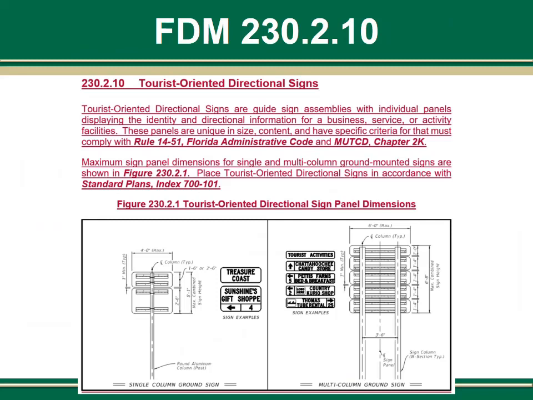The next change in this chapter is in FDM 230.2.10, which is a new section for tourist-oriented directional signs. Up until now, this information has been found in Standard Plans Index 700-103. However, these signs are unique and have to be detailed in the plans, and for that reason the criteria actually belongs in the FDM and not the Standard Plans. Remember, the Standard Plans contain direction to the contractor, and the FDM contains direction to the designer. So we've extracted the relevant information from Index 700-103 and placed it here in FDM 230.2.10.